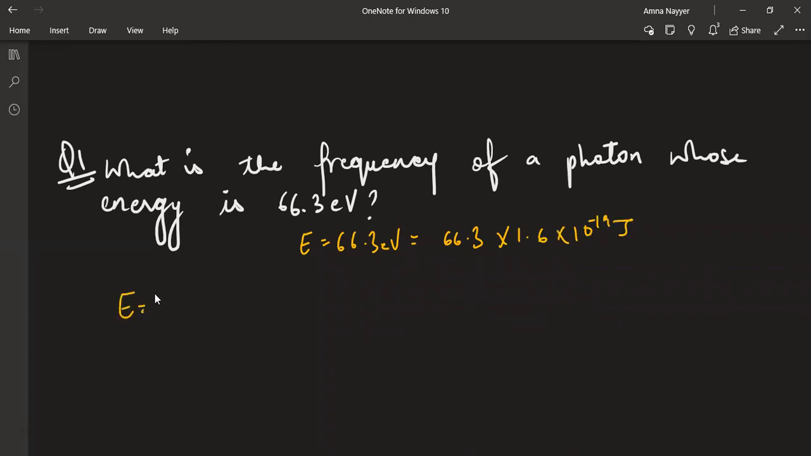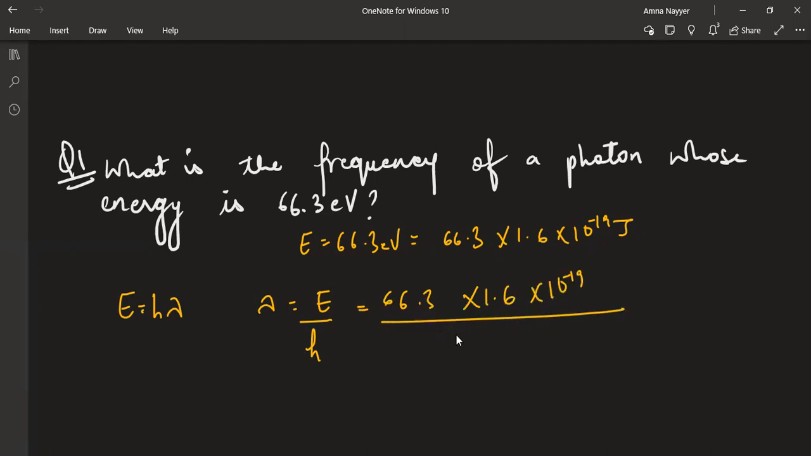Just now we saw the formula E is equal to h nu. From here, the frequency will be E divided by Planck's constant. Energy is 66.3 into 1.6 into 10 to the power minus 19, and Planck's constant is 6.63 into 10 to the power minus 34. So this will get cancelled. 1.6 something you'll get into 10 to the power, just check, I think 16 or something. See, this much hertz will be your frequency. Note it down. One more question I'll discuss.